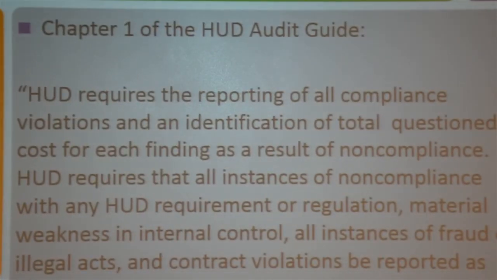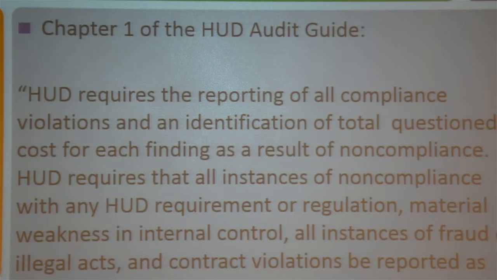Well, the HUD Audit Guide sets the groundwork for this, and it's a little confusing. So start at Chapter 1, and it says, starting at this fourth line, HUD requires that all instances of noncompliance with any HUD requirement or regulation, material weakness in internal control, all instances of fraud or illegal acts and contract violations be reported as findings. Well, that's nice. It's also wrong. We are not required to report all instances of noncompliance as findings. So we know that's not true.